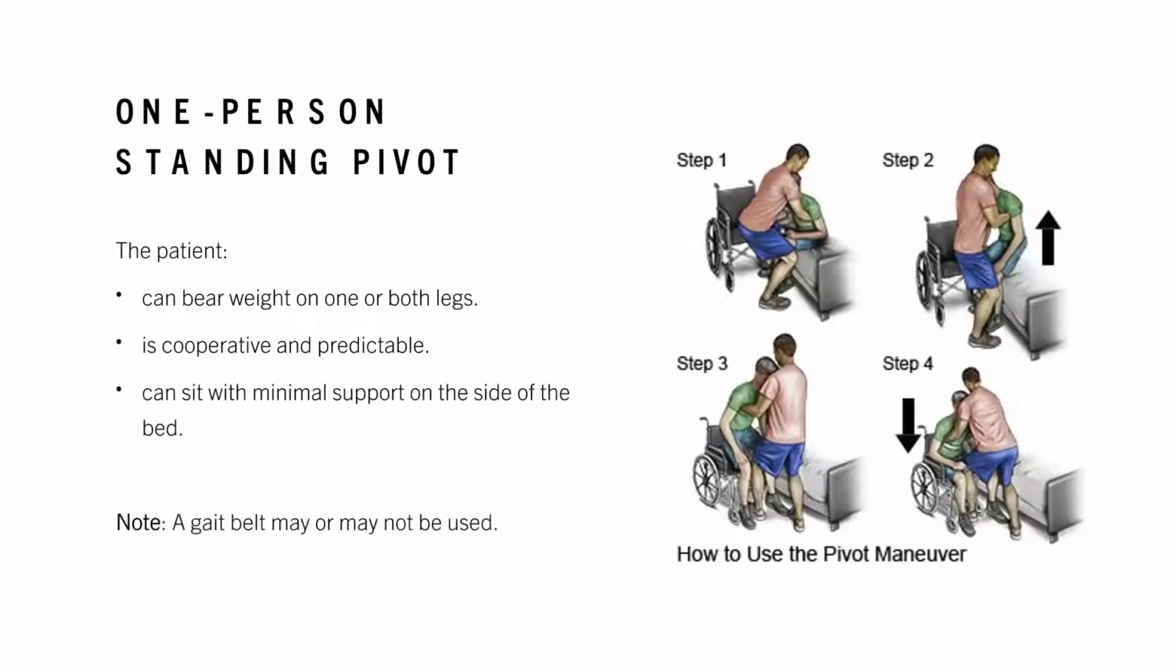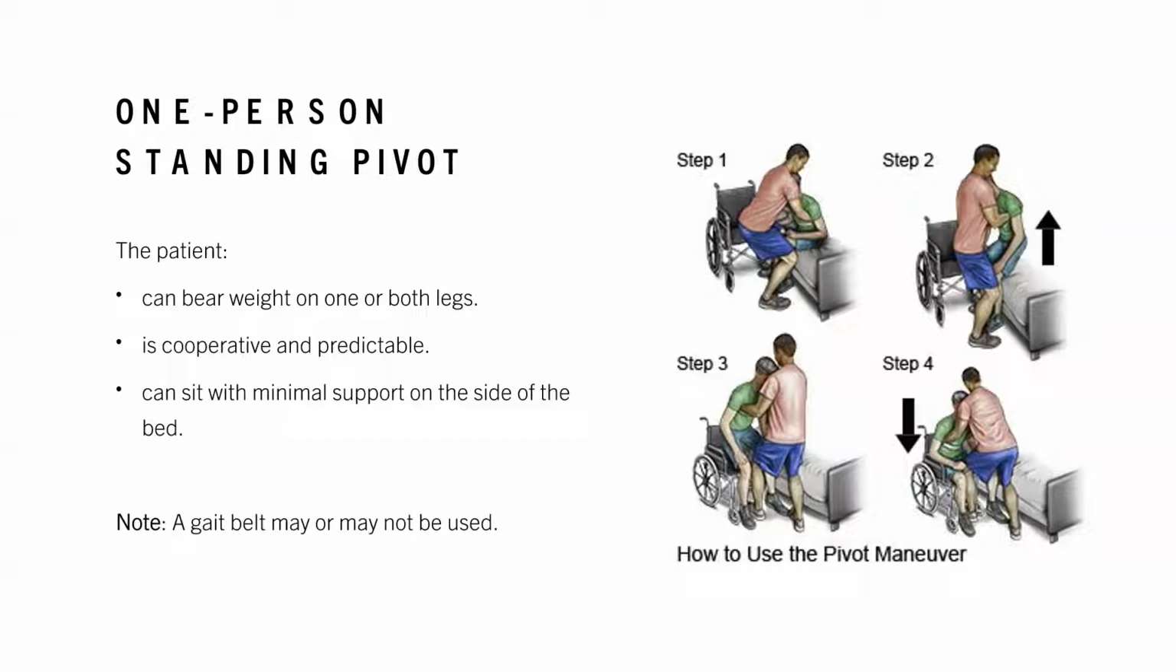So let's look at 1 person standing pivot. This is applicable for patients who can bear weight on one or both legs, and the patient is cooperative and predictable, meaning that they are able to assist you during the movement. If the patient does not help you at all, this is not suitable.